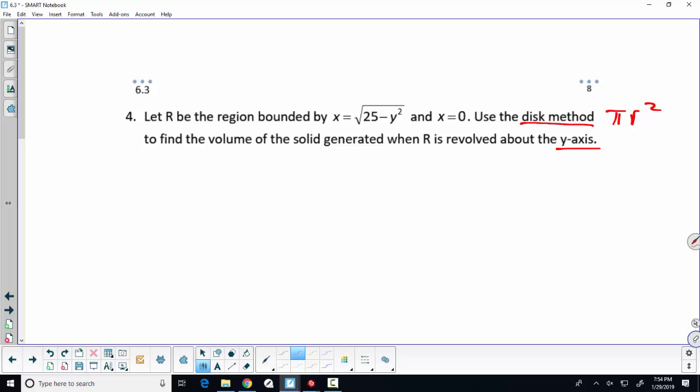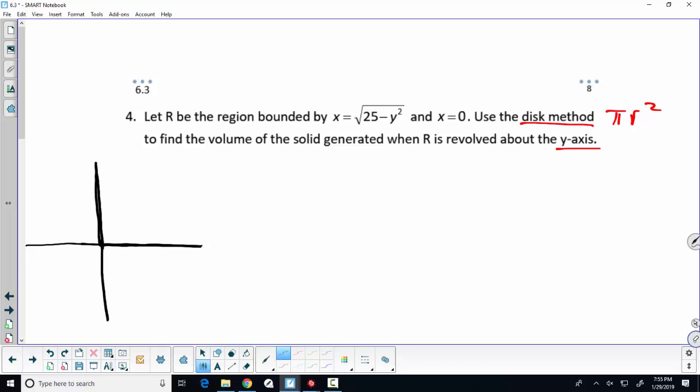Disks are perpendicular to the axis of revolution. So do we remember what that function looks like? Yeah, right. So that's x squared plus y squared equals 25. Circle radius 5. So we would have the entire circle, but we're looking at the region bound by that curve and x equals 0. Maybe I should have said x equals 0 and y equals 0. I don't know what I should have said. Let me see if I have the shape in here. I'll just try to draw it.